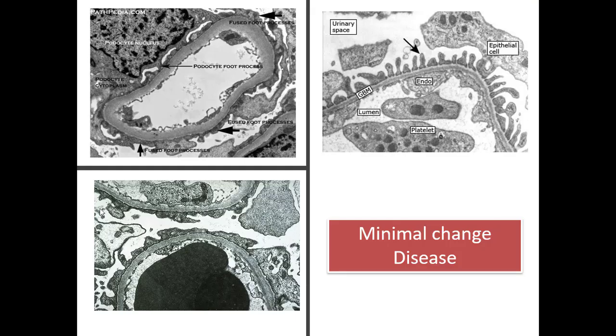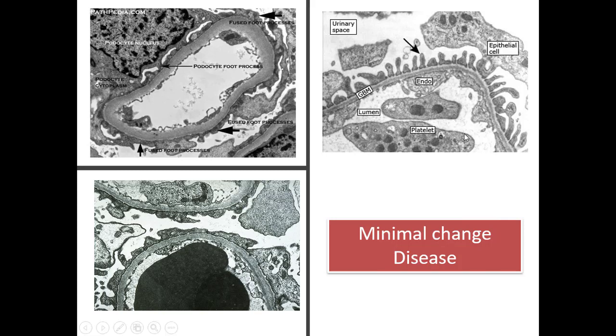Those are the common histopathological findings you will find when you study nephrology. We have the minimal change disease. From its name, we don't have any change in the light microscope. If we see the light microscope of the minimal change disease, we will see that it's a normal glomerulus. But this is the normal glomerulus.